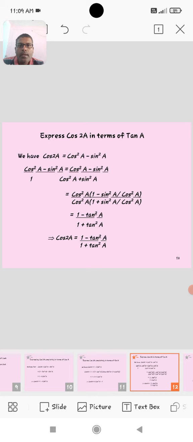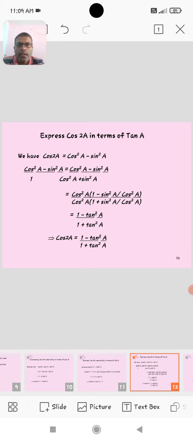Cos square a minus sin square a divided by 1. Now in the place of 1 we have to take cos square a plus sin square a in the denominator part. That is cos square a minus sin square a divided by cos square a plus sin square a. Now we have to take cos square a common in the numerator. We get 1 minus sin square a by cos square a.